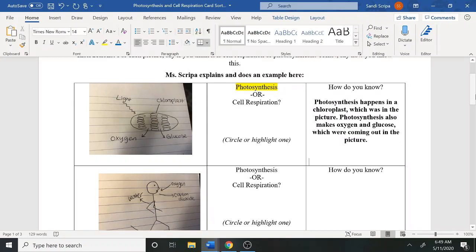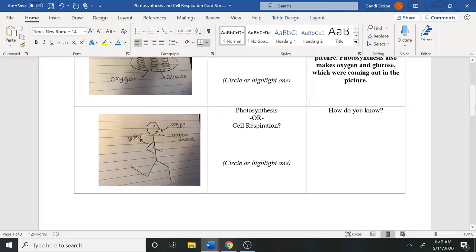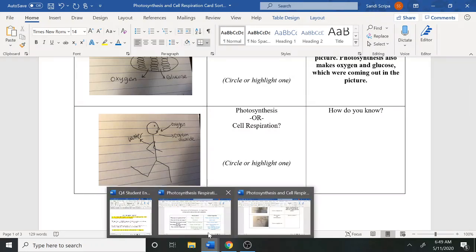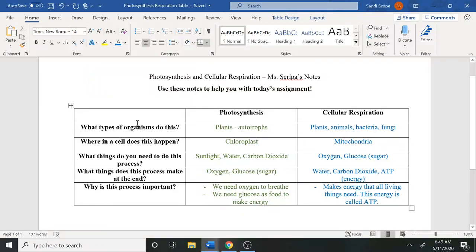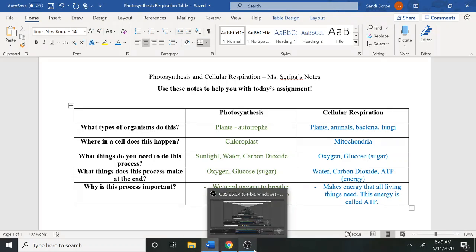All right, but as you go, just look at what's going in with the in arrows and what's coming out with the out arrows. And then again, feel free to use our notes from last week to help you. I think that's really important that we use our notes. All right, but if you guys have any questions about anything, please let me know and send me a message.